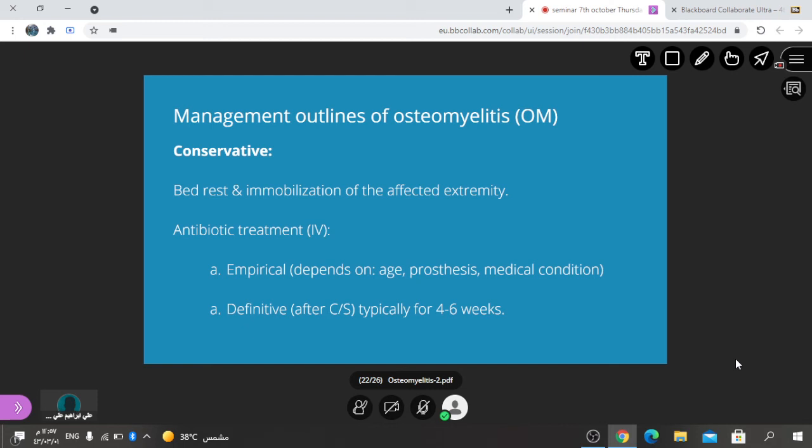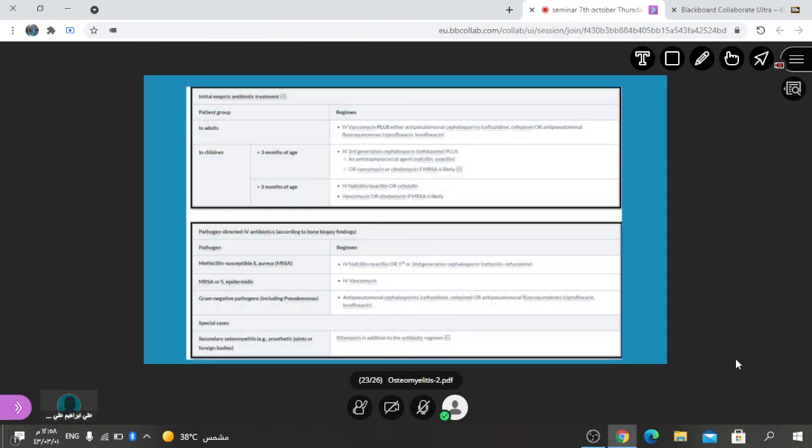The empirical choice will depend on the age of the patient, whether the patient has any prosthesis in the affected site, and any other medical conditions that force us to change our choice of antibiotic. After the results of culture and sensitivity, definitive antibiotic treatment will also be started. Very important to say that empirical therapy is IV, and the oral shift can be determined depending on the future results. Here we have two schedules.